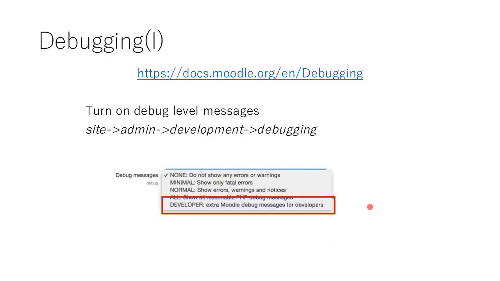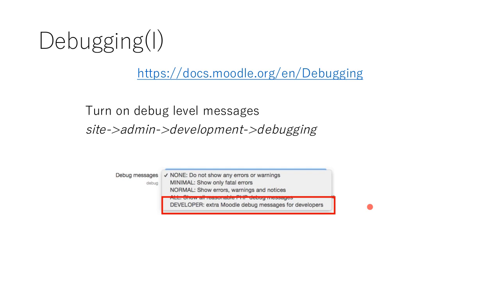And I want to quickly talk about debugging, because this is an area which, as a newbie developer in Moodle, you really need to know what to do when you run into a pickle. So the first thing is to turn on debugging. In Moodle we have different levels of error messages or warning messages that are delivered to you, and you can turn those up to the developer level at site admin, development, debugging, and then you will get nice Moodle debug messages.